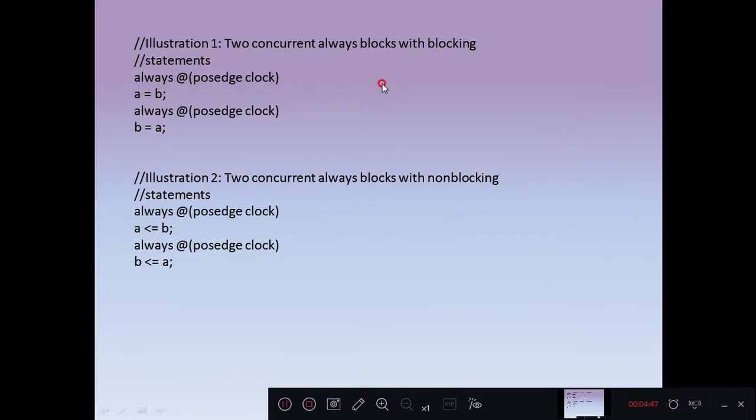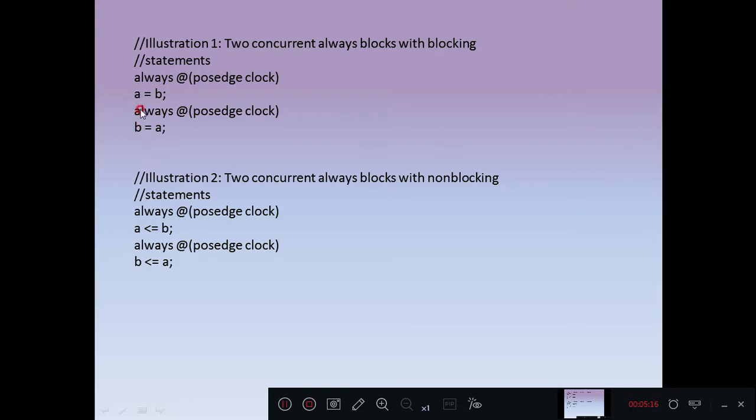We will consider one more example. In the previous class also we have discussed this, but I will elaborate on it some more. Here there is an ambiguity: there are two always statements which are active on the positive edge of the clock, and A equal to B and B equal to A are scheduled to execute at the same time. Now we don't know the order in which A gets updated first or B gets updated first.